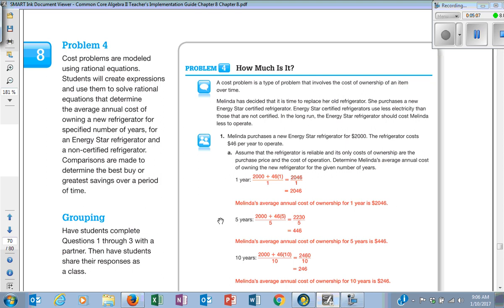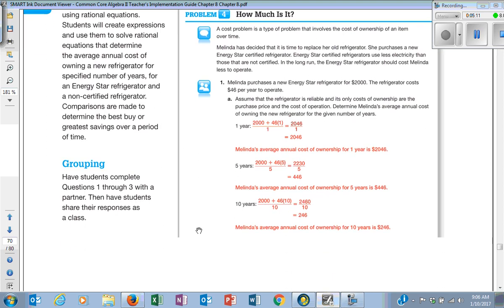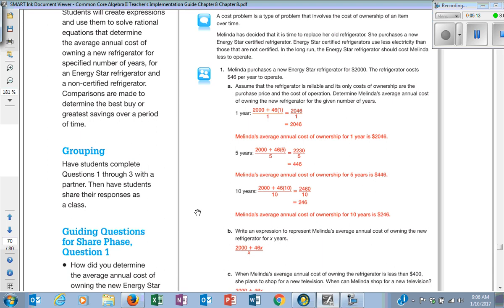All right. Next type of problem. Again, please make sure you read through this. If we are going to calculate how much it costs, we have an initial cost of $2,000 because that's how much this refrigerator costs. So that's not going to change. If you bought this refrigerator, you've already spent $2,000. And then every year after that, it goes up by $46 because it costs $46 to run this.